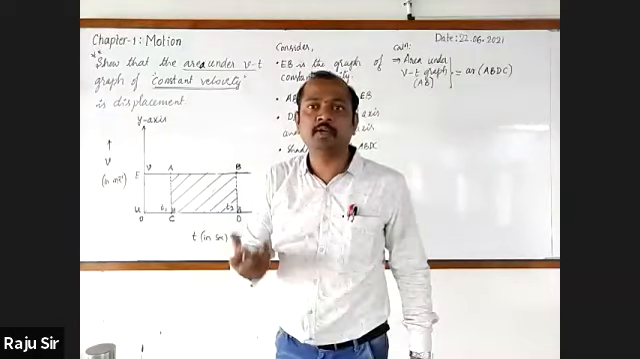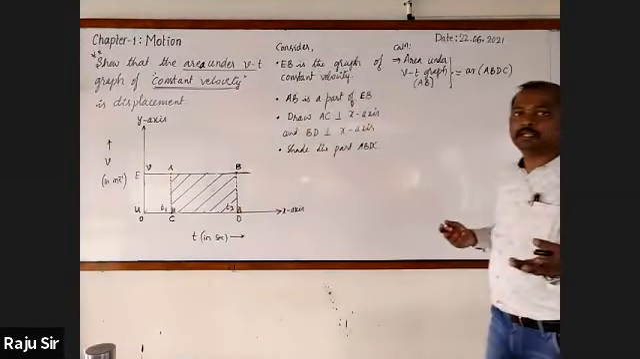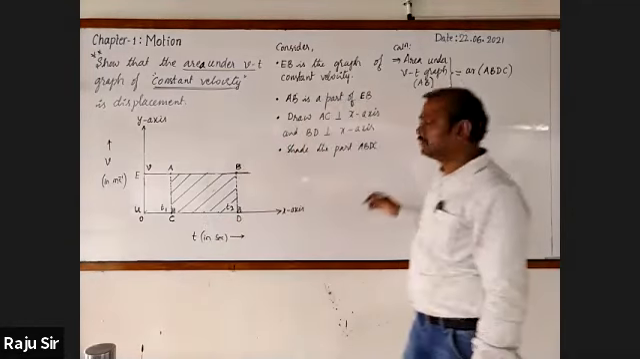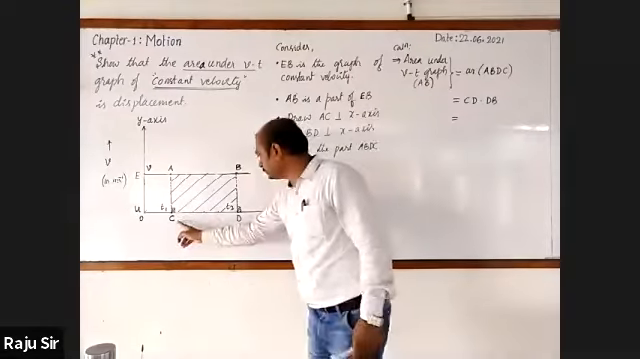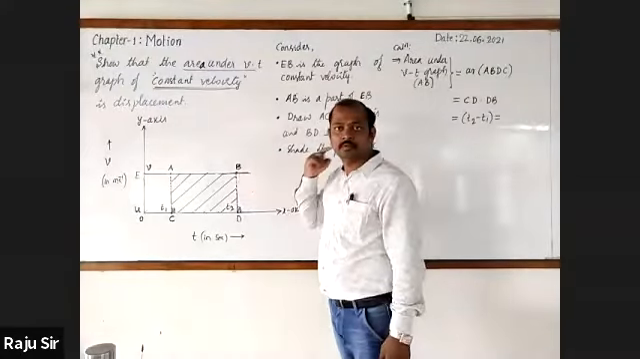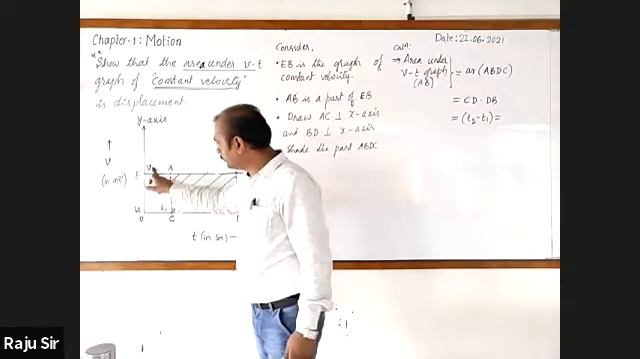We have a formula to find the area of a rectangle. It is length into breadth. Length is CD, breadth is DB. So CD into DB. Where CD, what is the total time from C to D? T2 minus T1. Then D to B, it is V minus U.